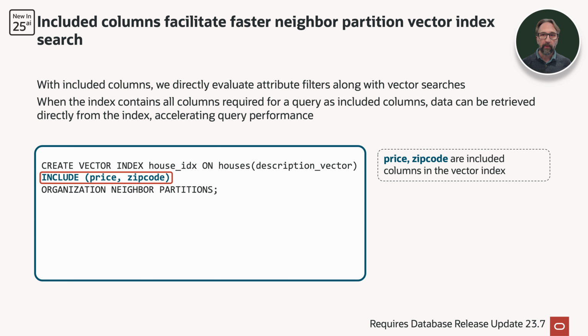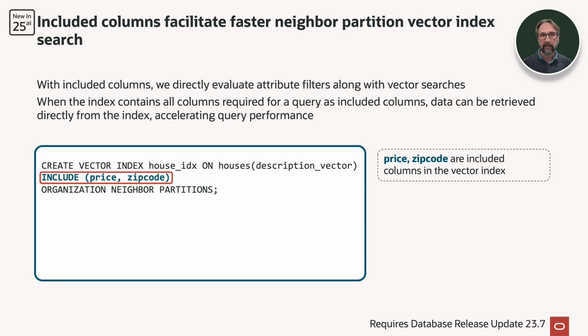New in Oracle Database 23 AI release update 23.7 and Exadata System Software 25 AI release 25.2 is the ability to include additional columns in our vector index. With included columns, we can directly evaluate attribute filters along with the vector search. This means that when the index contains all columns required for a query as included columns, data can be retrieved directly from the index, accelerating query performance.